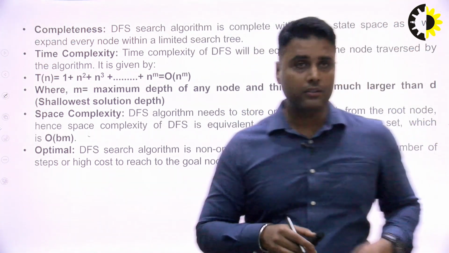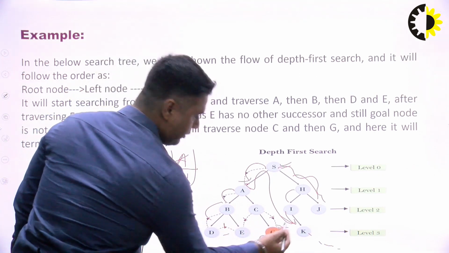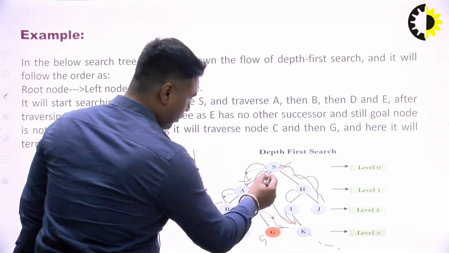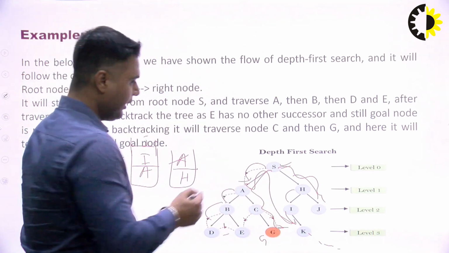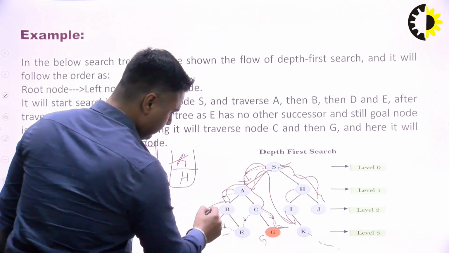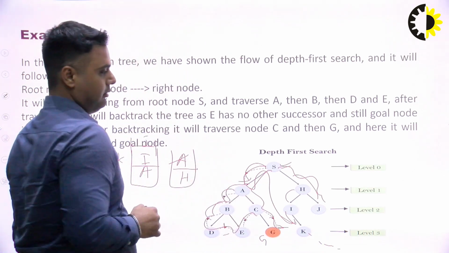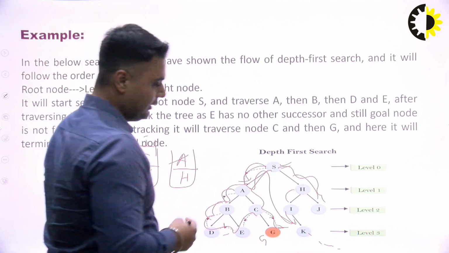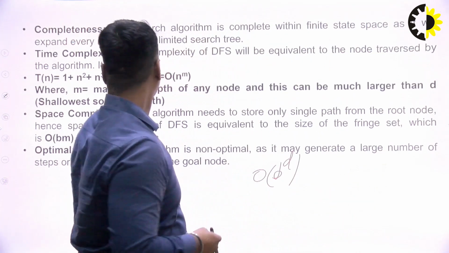Why is it not optimal? Because this is my goal node. So the shortest path, I think this is the possible shortest path, but I have to cover this long distance. So it is not an optimal solution. I have to move to the next topic.